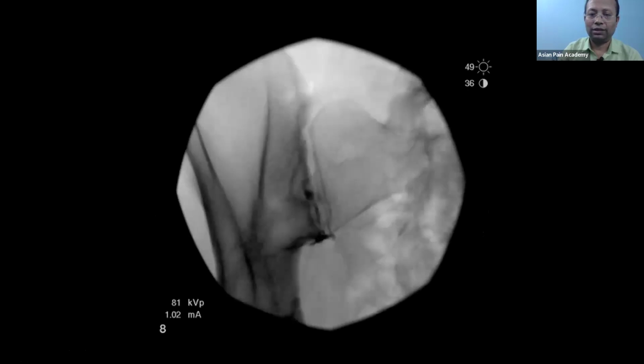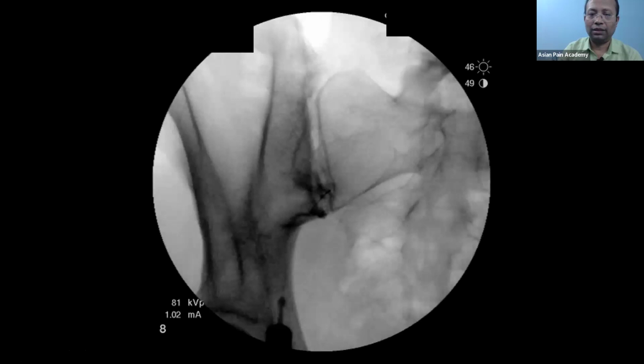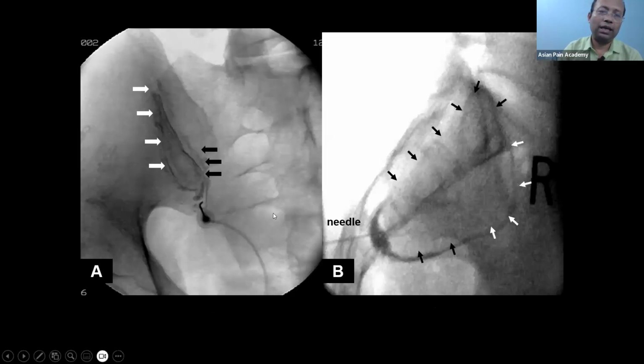In AP view we can see this type of nice spread. You can see the whole joint, but this is the good joint where there is no tear. Okay, in lateral view you can see the spread like this.